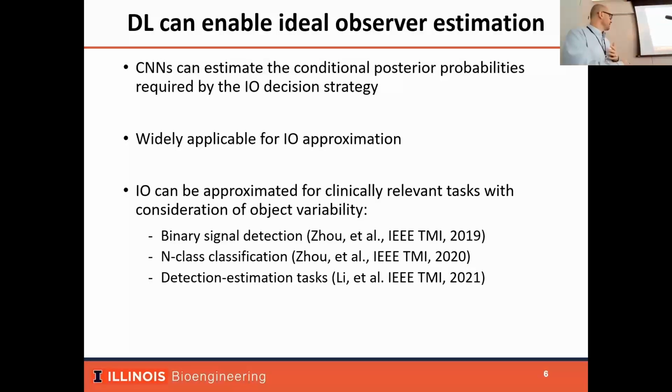Just to let you know, in the past few years my lab has written a series of papers where we investigate CNNs or hybrid CNN sampling approaches for approximating the ideal observer for different diagnostic tasks, either binary signal detection, N-class classification, or detection-estimation tasks.